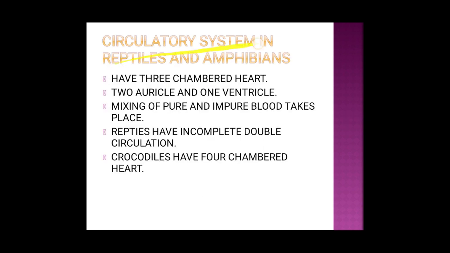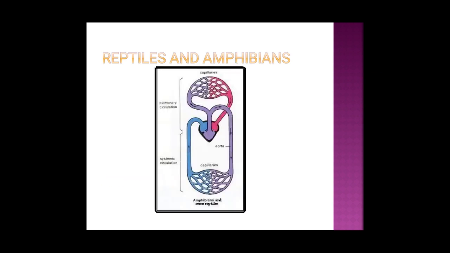Now next is the circulatory system in reptiles and amphibians. They have a three-chambered heart, two auricles and one ventricle. Mixing of pure and impure blood takes place. Reptiles have incomplete double circulation. Crocodiles have a four-chambered heart. Now this diagram shows the circulatory system of reptiles and amphibians. You can see three chambers in the heart, two atria and one ventricle, and you can see the arteries, the capillaries and the veins.